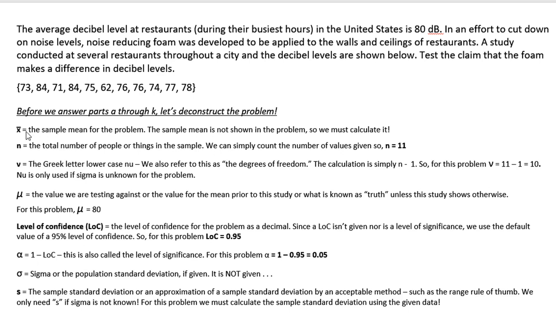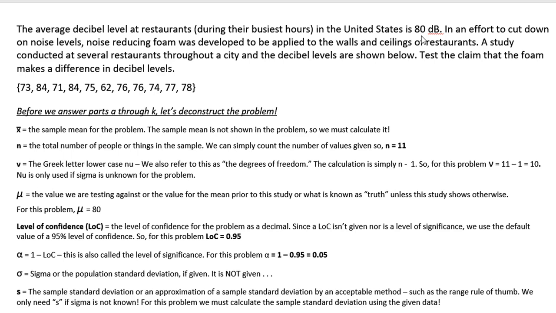An x bar, which we don't have. N, well, that's an easy one to figure out. We just count up the number of values that we have. Remember, n always stands for a number of things. Nu, which is pretty easy, we just take n minus 1. Mu, that's the value that we're testing against. And because the average was 80 decibels at the busiest hours, that's the value we're testing against, so that would be our mu value.